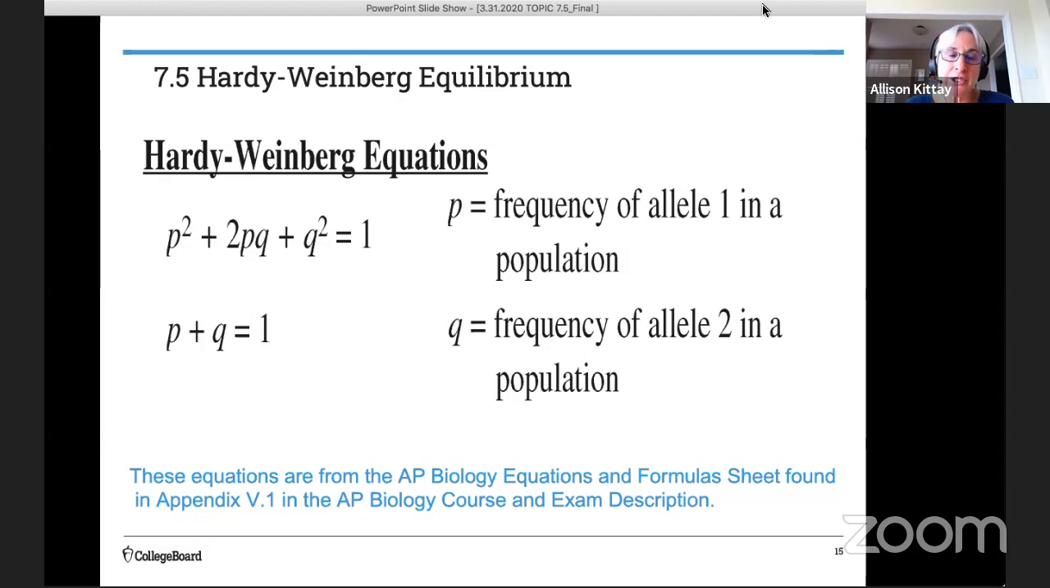The second equation is p plus q equals 1. This is a really useful equation. These represent the allele frequencies, and all of the alleles have to add up to 1. So kind of the cool thing about Hardy-Weinberg is you can always check your math. If you get some weird number and it doesn't add up to 1, you know you've done your calculation incorrectly.